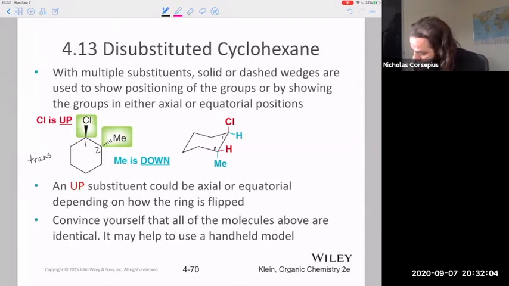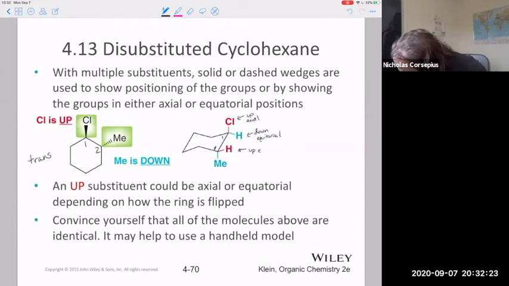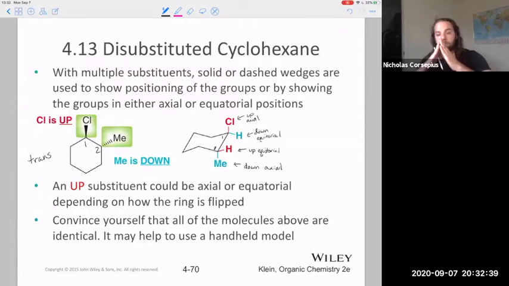Notice that up was axial when we were talking about this carbon, and down was equatorial because that carbon was sitting at a peak. It was the reverse situation here, where up was equatorial and down was axial. Notice the difference between those two carbons. Convince yourself that that makes sense. It's because one of them is sitting at a peak and one of them is sitting at a trough.